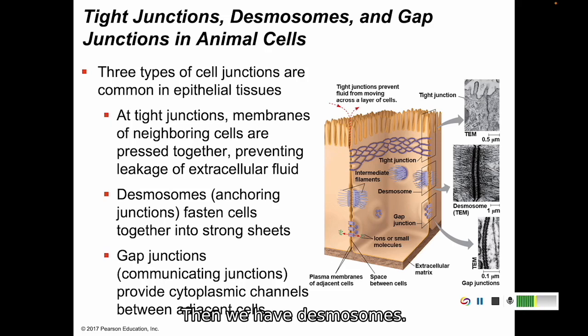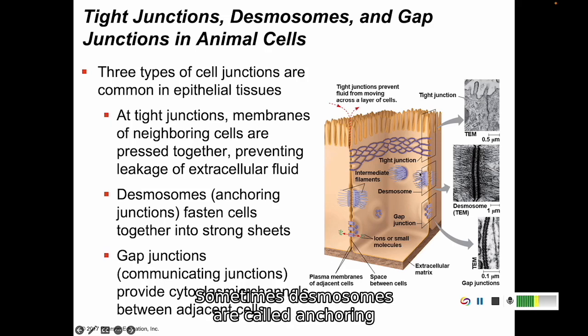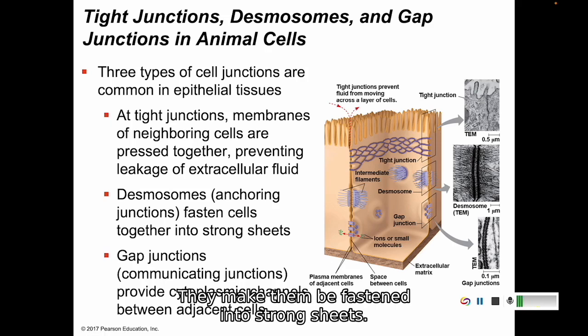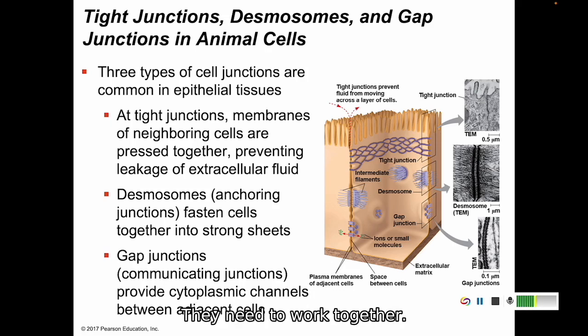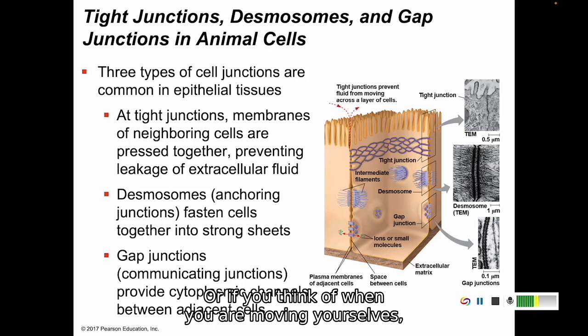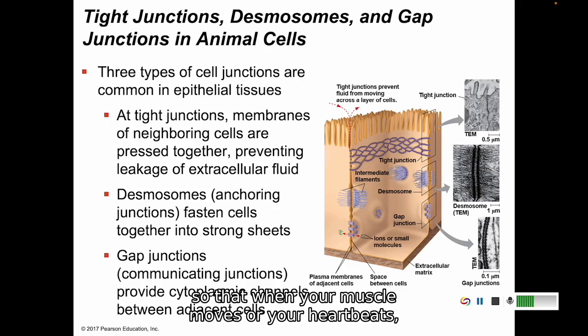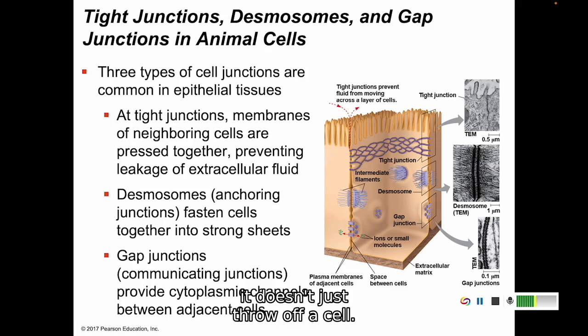Then we have desmosomes. Desmosomes are like this. Sometimes desmosomes are called anchoring junctions because they anchor cells together. They make them be fastened into strong sheets. So if you think of a beating heart, those cells have to be able to move together. You don't want those cells letting go of each other. They need to work together. Or if you think of when you're moving, cells need to be fastened together, and those connections need to be strong so that when your muscle moves or your heart beats, it doesn't just throw off a cell.